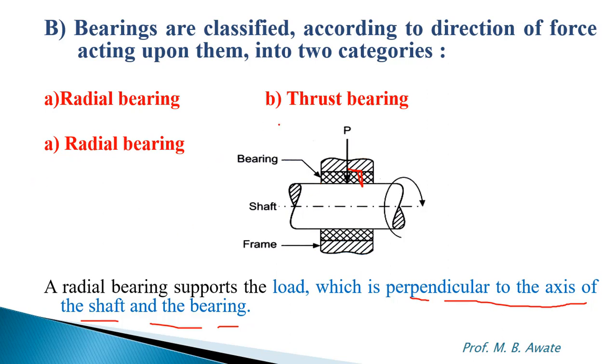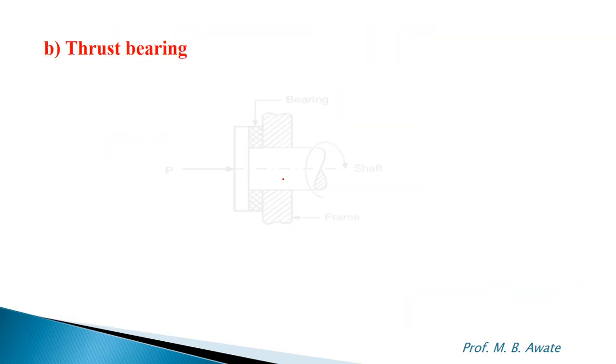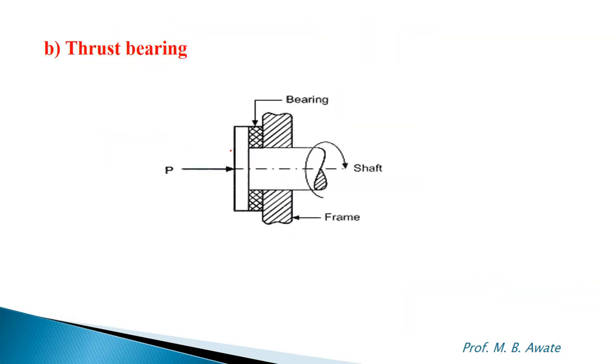Now the second bearing we will see, that is called a thrust bearing. If I compare the radial as well as the thrust bearing, you can see the direction of force acting on the bearing. This is the frame, this is the bearing, and this is the shaft with a collar. If you observe the direction of force, it is acting along the axis of the shaft and the bearing.